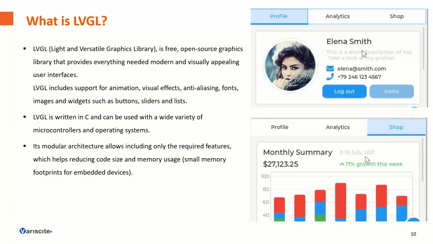LVGL stands for Light and Versatile Graphics Library. It includes support for animation, visual effects, anti-aliasing, fonts, images, and widgets. It's quite a comprehensive library from a graphical perspective. It's fully written in C, and originally was not designed for Linux, it was designed for microcontrollers.